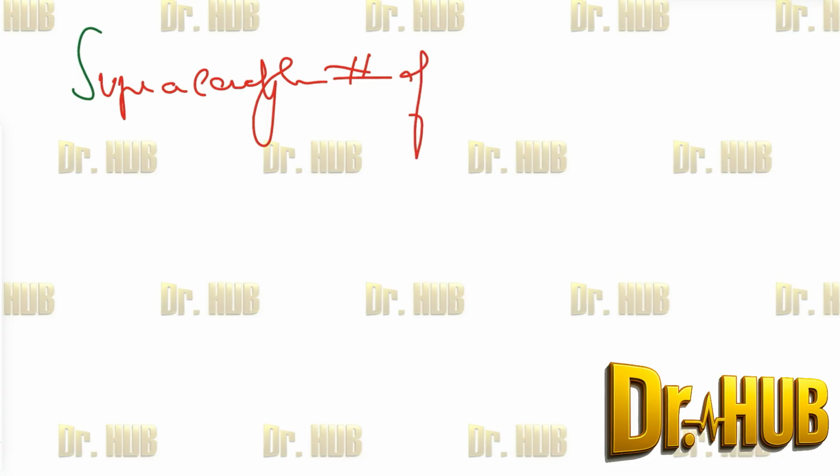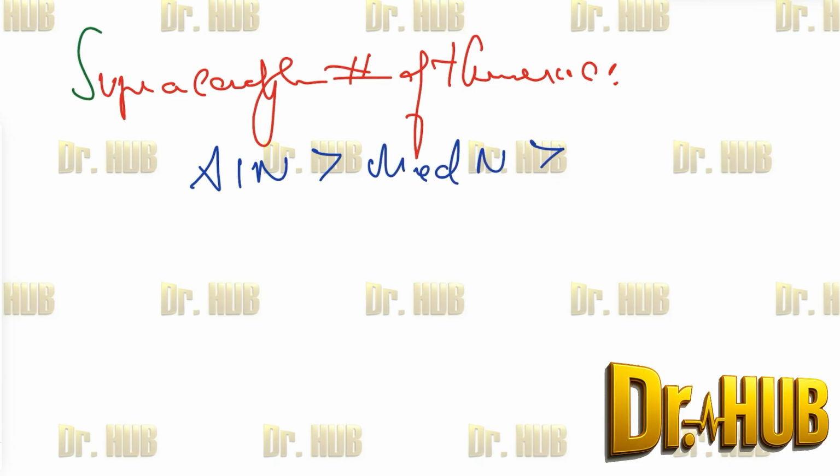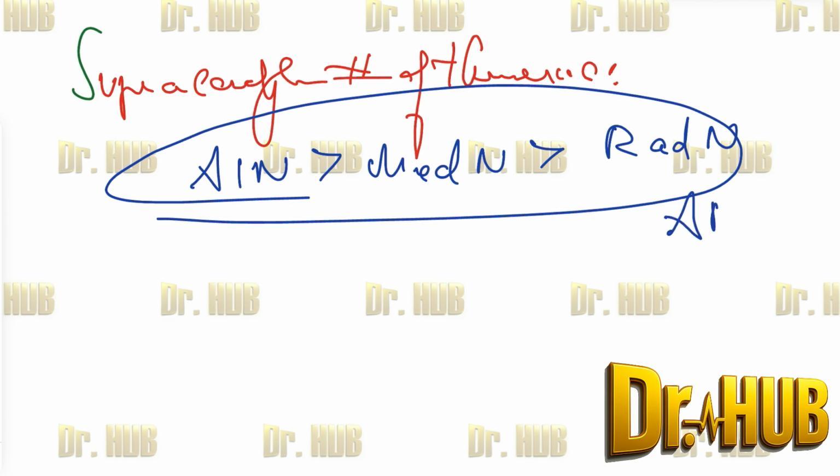Next, moving on to the supracondylar fracture of the humerus. It includes the AIN. Here there is a sequence: AIN greater than the median nerve, greater than that of the radial nerve. So AMR is the sequence. So this is the supracondylar fracture of the humerus.